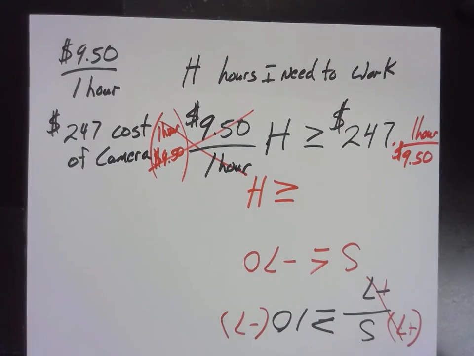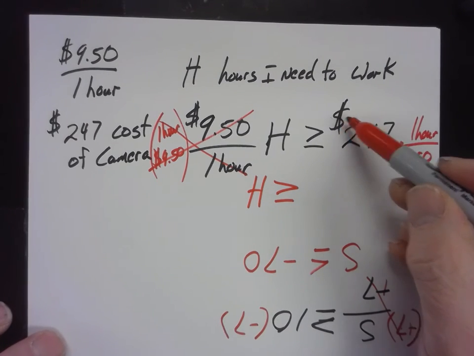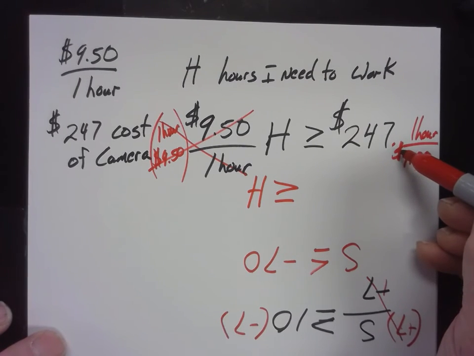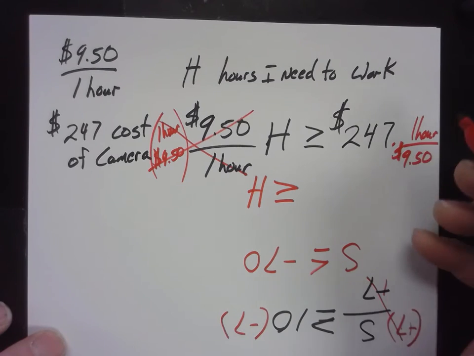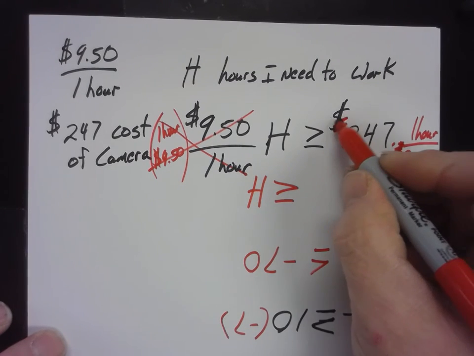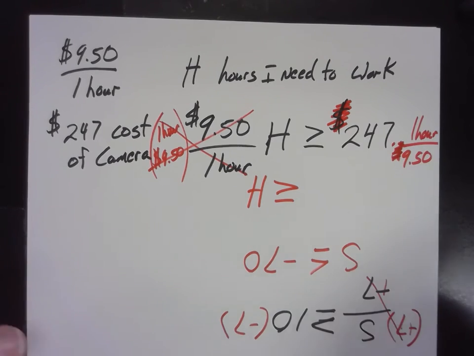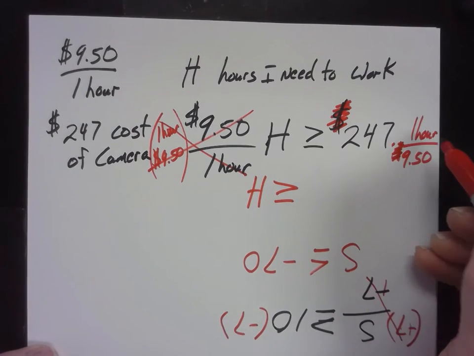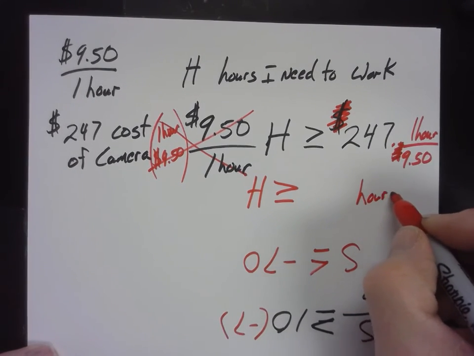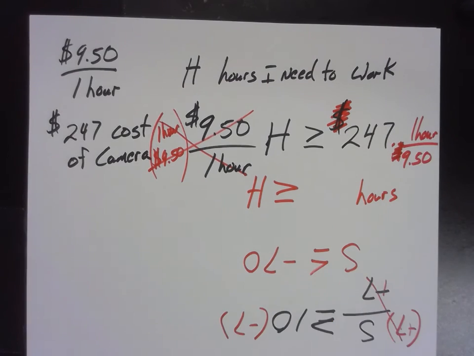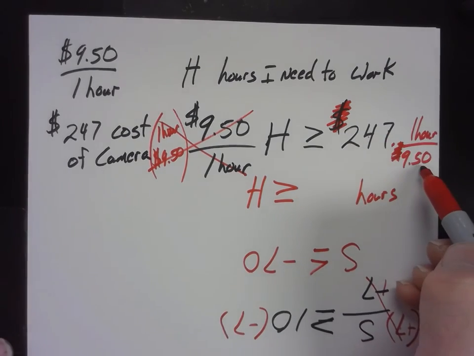And I want you to notice something else. See the money here and the money here? This one's in the numerator, this one's in the denominator. What happens to the money? They cancel out. And what does our answer come out in? Hours. Isn't that what we're looking for? Aren't we looking for how many hours we need to work? So the number that comes out should be a number of hours, shouldn't it? So it's 247 over 9.50.